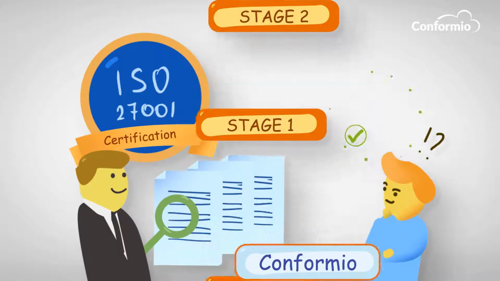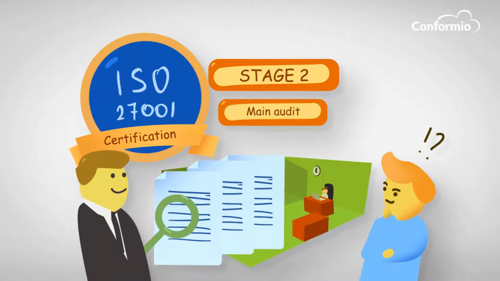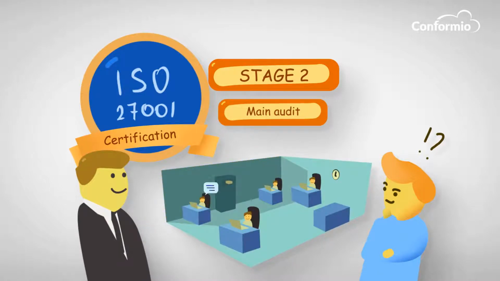The Stage 2 audit, called the main audit, is more difficult to pass because the auditor will come to your company but will not focus on your documents anymore. Instead, they will walk around your facilities and start interviewing your employees. So you have to be aware that the auditor can speak to anyone in the scope of the certification.